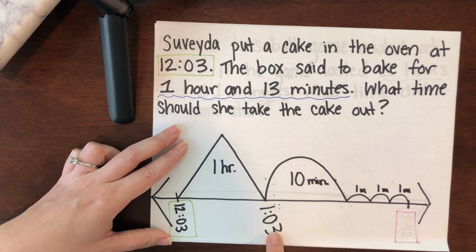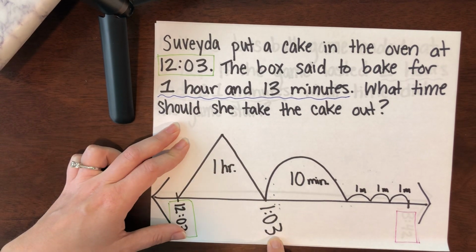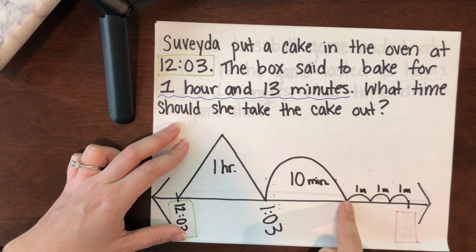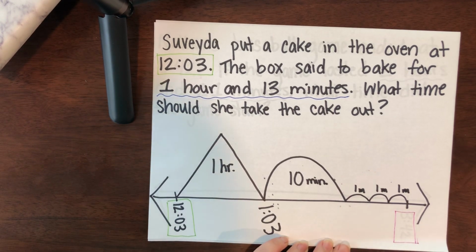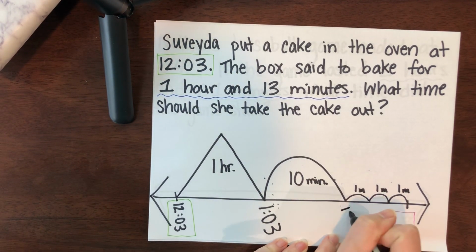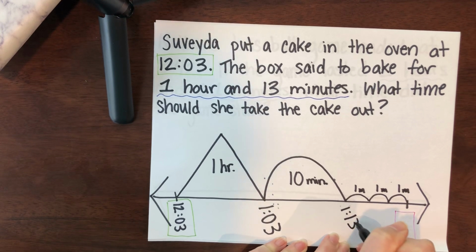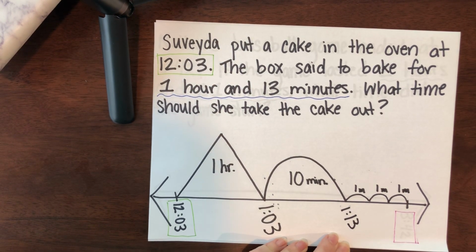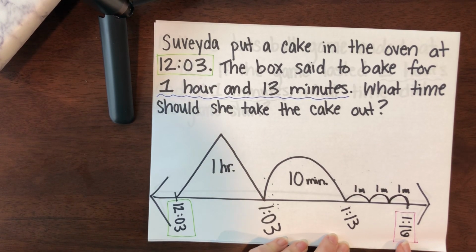So if after 1 hour, it's 1:03, and 10 minutes later, what time would that be? You're probably thinking 1:13. Then I'm going to add my 3 minutes. So 1:13, 1:14, 1:15, 1:16. So your end time that she should take the cake out is 1:16.